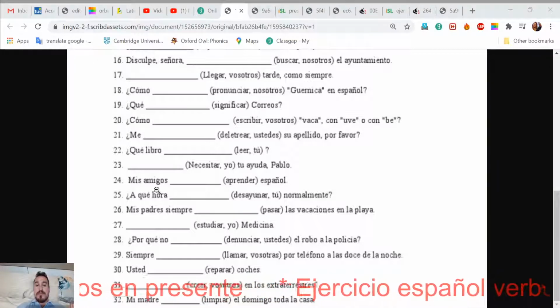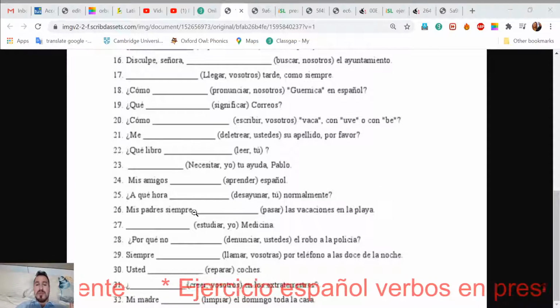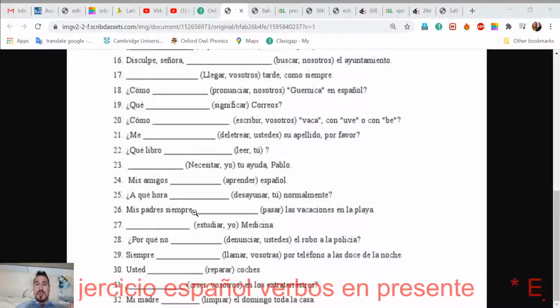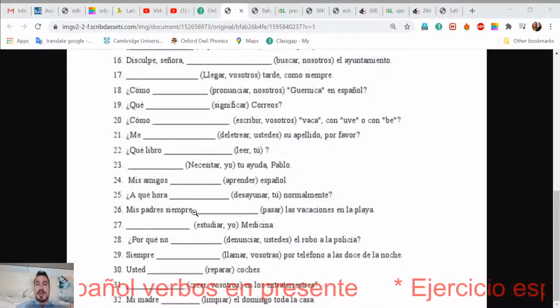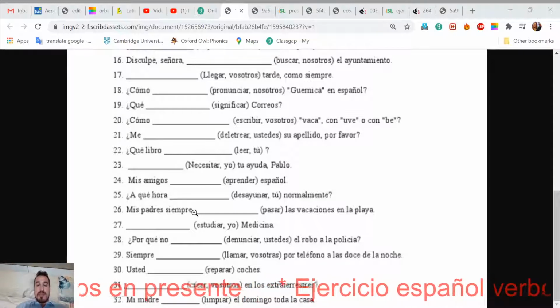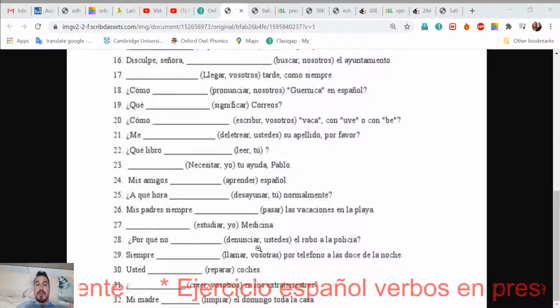So 23. So yo, remember with yo we always have no. This one is the easiest one. So it doesn't matter the conjugation. It could be AR, it could be IR, it could be ER. You're always gonna have an O at the end. So necesito. Necesito tu ayuda. I need your help, Pablo.